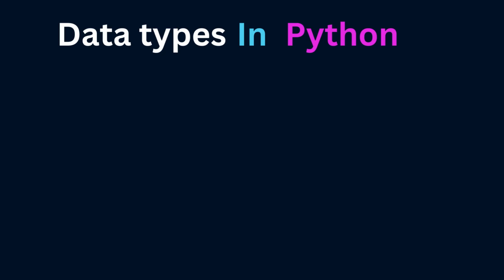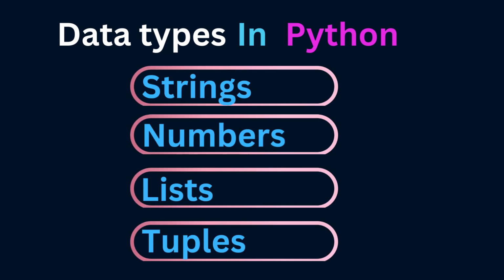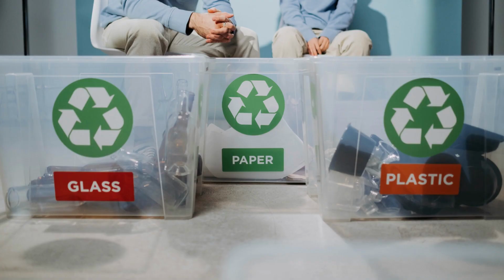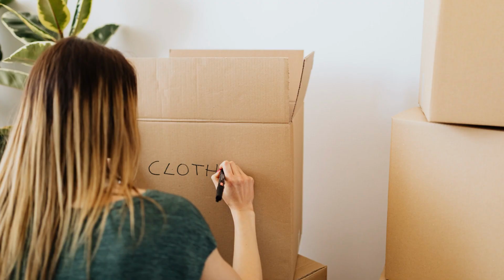Variables in Python can hold different types of data such as strings, numbers, and lists. You can think of this as having different types of containers for different things. For example, you wouldn't store your clothes in a toy box, just like how you wouldn't store numbers in a string variable.